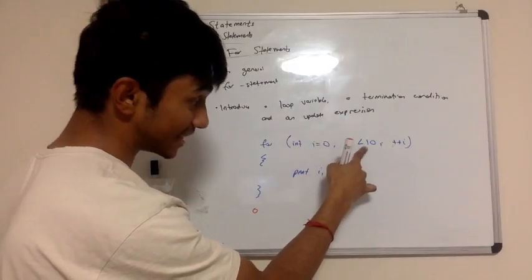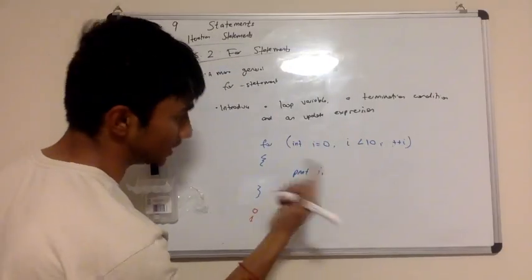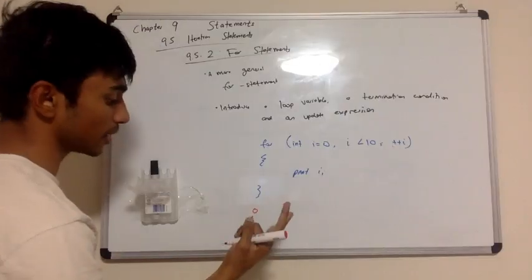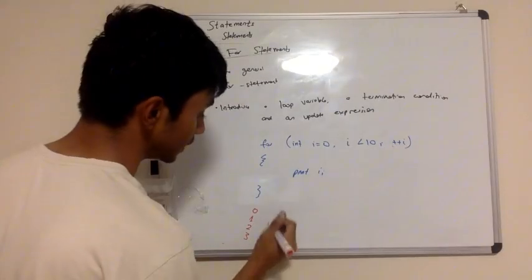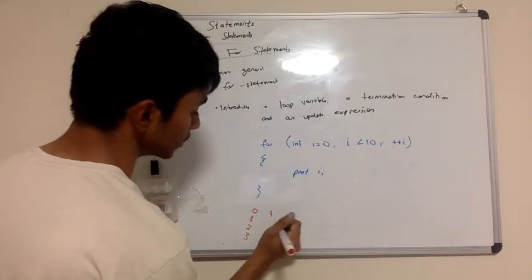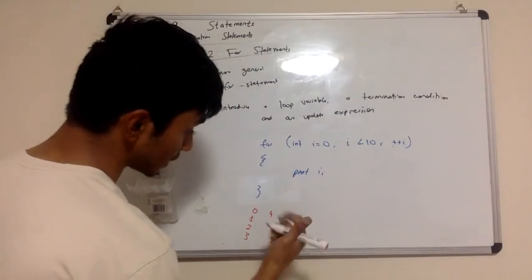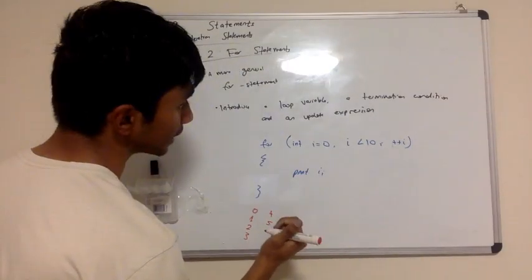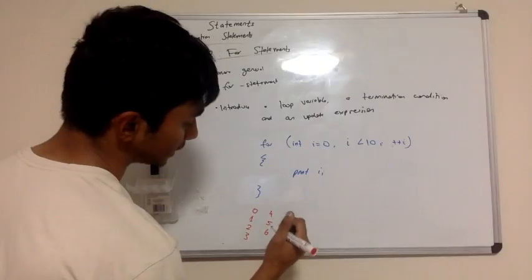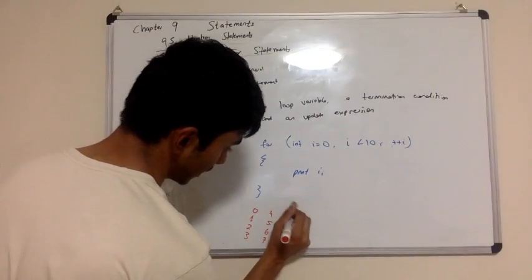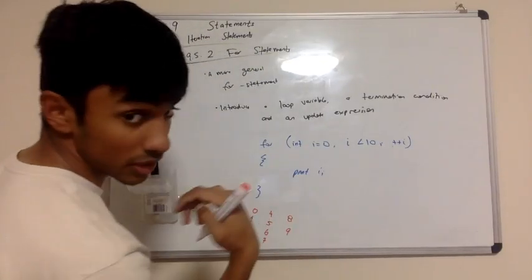i is now 1. Is it less than 10? Yes. So print and then increment. Is it less than 10? Yes. 2. Now increment. Now it's 3. Is it less than 10? Yes. Increment. 4. Yes. It's less than 10. So print it and then increment. So now it's 5. Is it less than 10? Yes. So print it and now increment. Is it less than 10? Yes. So print and increment. Same with 7. Same with 8. Same with 9. Then we increment to 10.